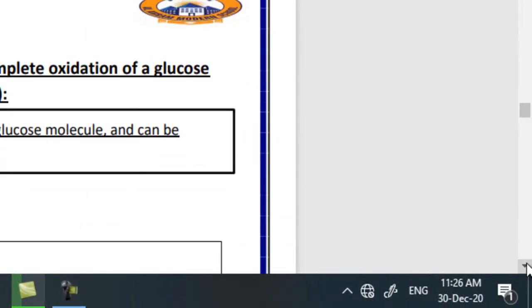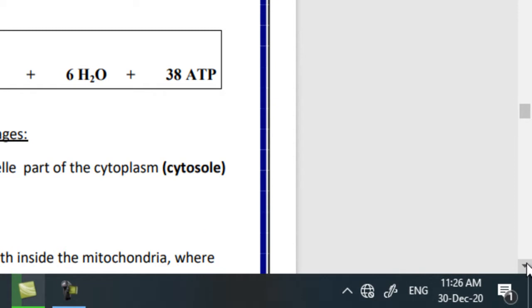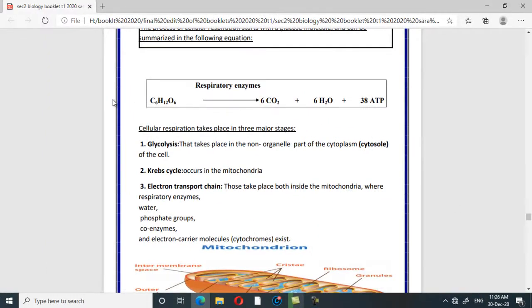Let's start with glucose oxidation by the first step, which is called glycolysis. But before this, here we have the equation for glucose oxidation. We start with glucose and oxygen, here is the arrow. Oxygen will burn the carbohydrates or the glucose to form 6 molecules of carbon dioxide, 6 molecules of water, and 38 ATP. We can follow the steps to get this result: carbon dioxide, water vapor, and ATP.